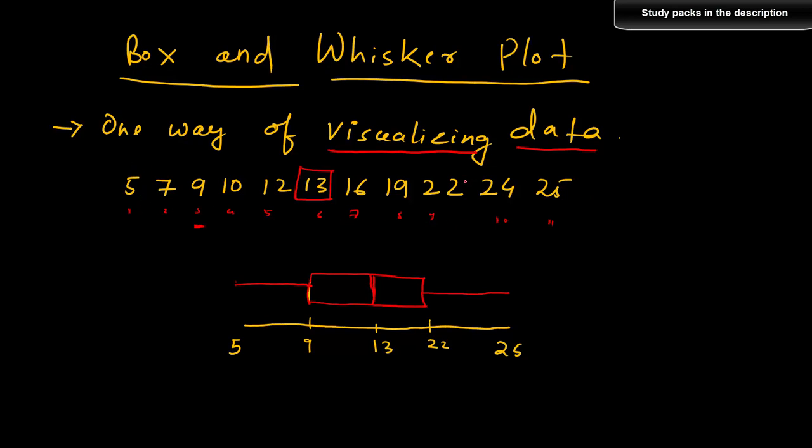What is the middle number out of these 11 numbers? 13 is the middle number because it comes at position 6. This is the sixth number. So 13 is the middle number, and we call that the median.